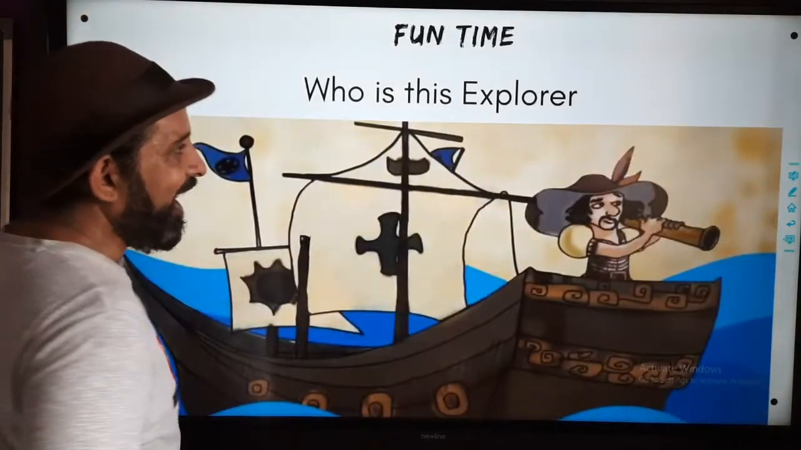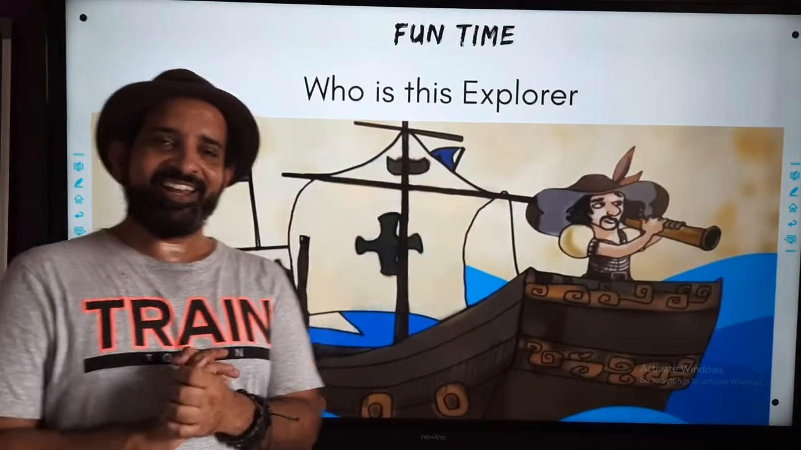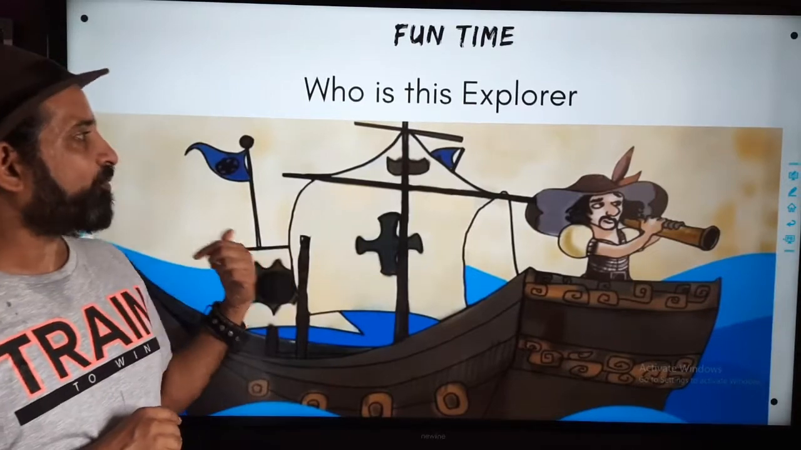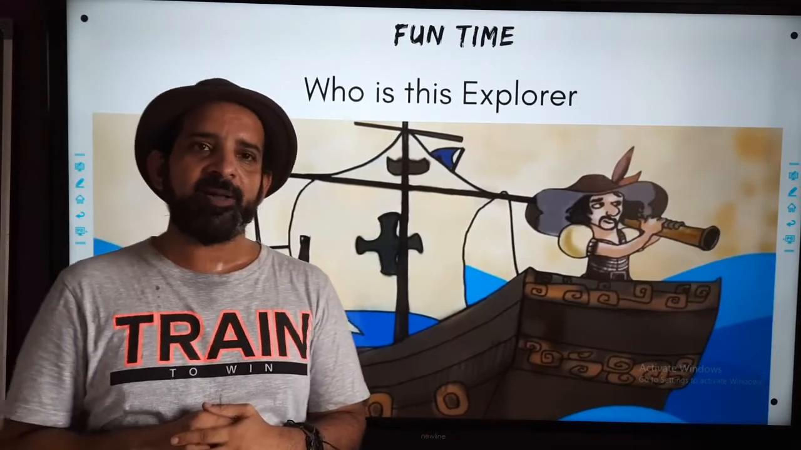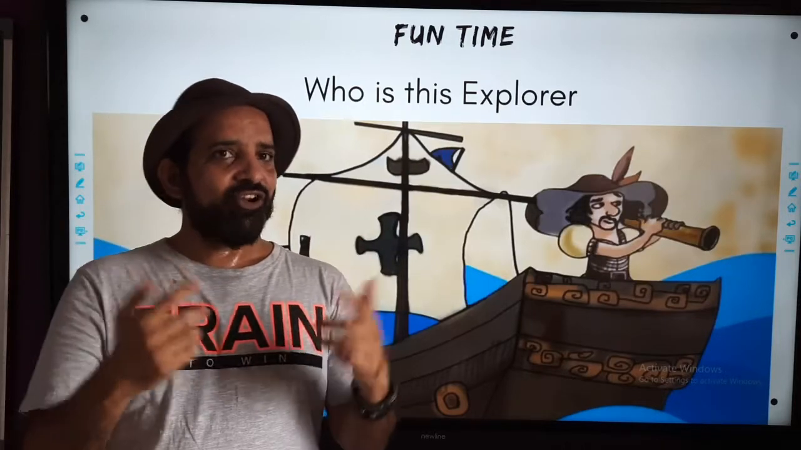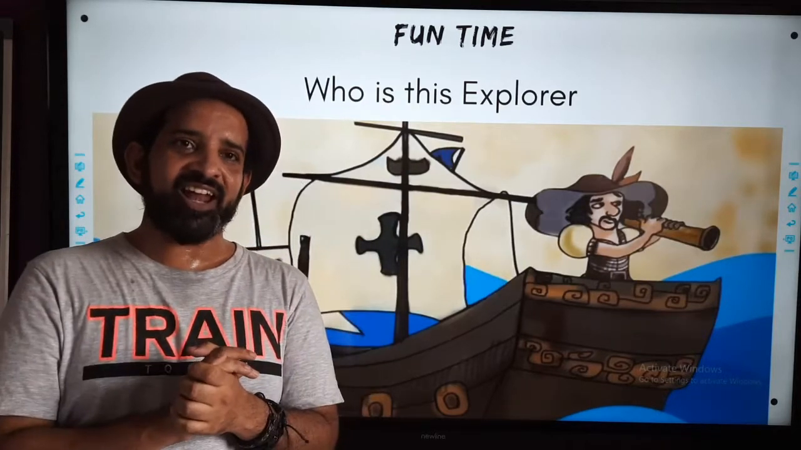And students, let's make it a little more interesting. If you know this answer, who is this explorer? We have given you a cartoon figure here. If you know this man, please mention it in the comments, give your answers, and let's see who gets it right.